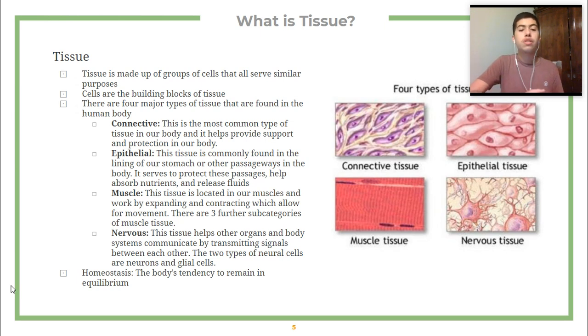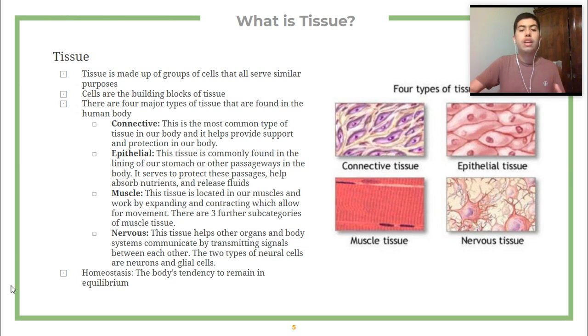And then we have muscle tissue, and this tissue is located in our muscles and works by expanding and contracting, which allows for movement. There are 3 further subcategories of muscle tissue, which we'll review a little bit later when we talk about the muscular system. And then we have nervous. This tissue helps other organs and body systems communicate by transmitting signals between each other. There are 2 types of neural cells. There are neurons and glial cells.